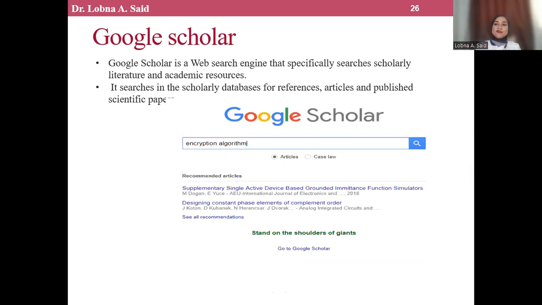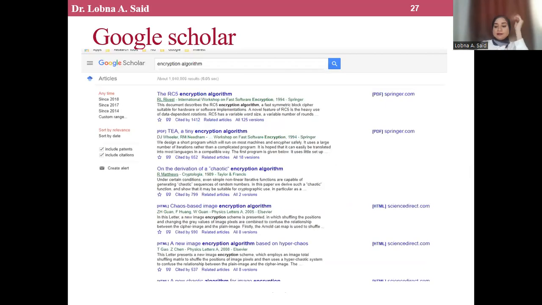One of the famous search engines is Google Scholar. It's a web search engine, especially for searching literature and academic resources. It is really, really important. You can use it: just write Google Scholar, and it's a huge database. Here, I'm searching for encryption algorithm, and we can see many papers related to the encryption algorithm.